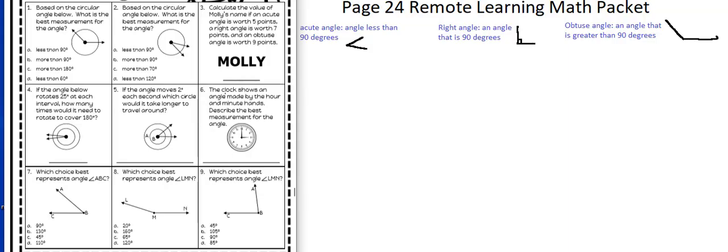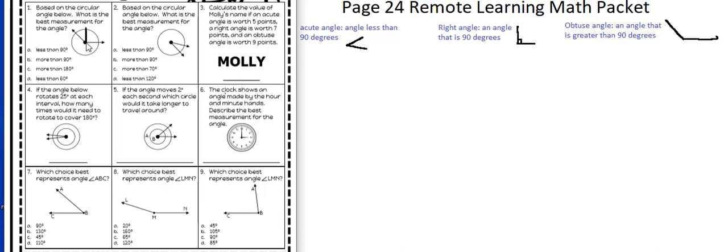All right, page 24, Remote Learning Math Packet. Number 1, based on the circular angle below, what is the best measurement for the angle? All right, so less than 90 degrees. Remember, 90 degrees is like the corner of a box. So that would come up and down there. So it is not less than 90 degrees.